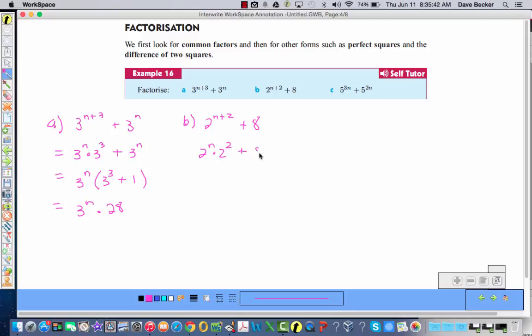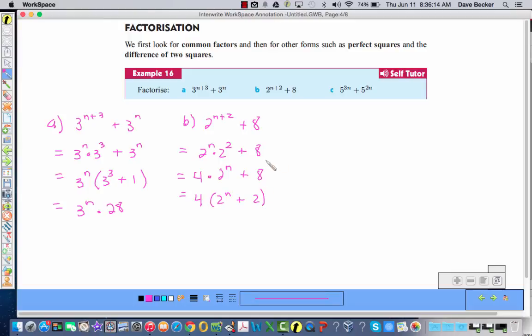Plus 8, right? And you might have been thinking, well, I could write that as 2 cubed if you wanted to, but I think maybe it would be easier to think of 2 squared as 4 times 2 to the n, times 2 to the n plus 8. And I can factor out a 4. 4 times 2 to the n plus 2. Shame on me for not putting my equal signs. Okay, and then you end up with that.